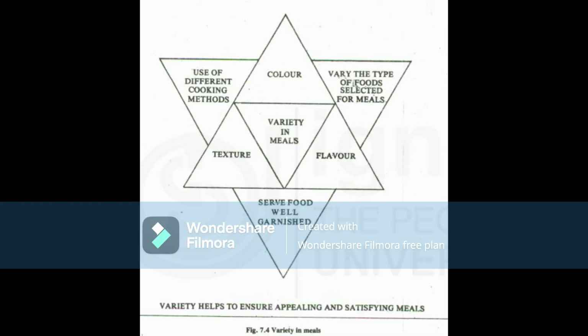A suitable combination of foods in terms of color, texture, flavor and varying the methods of cooking would help make meals look more appealing and attractive. Figure 7.4. Variety helps to ensure appealing and satisfying meals. Figure 7.4. Variety in meals. Look at the screen for table content. Here are a few handy tips on how to make meals appealing and attractive.